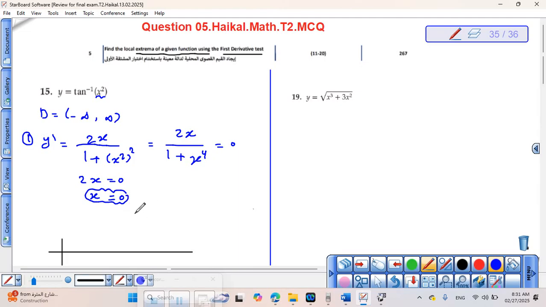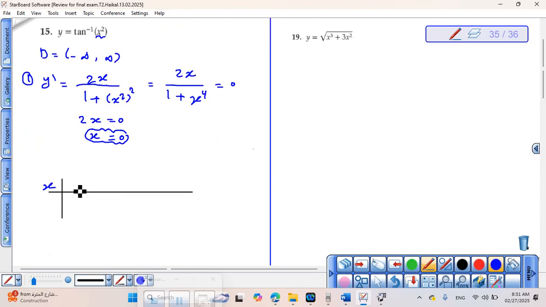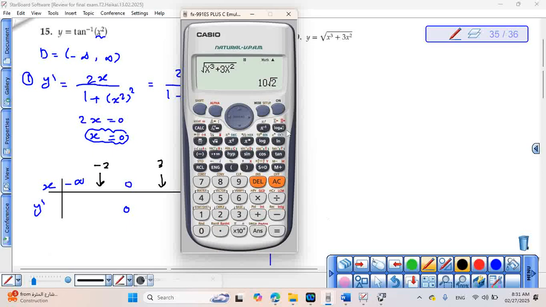Now, to study the sign of the first derivative, make a table as you see, x from negative infinity to positive infinity, then put 0. y prime equals 0 at 0. To check the sign, you can check a point between negative infinity and 0, like negative 2, and between 0 and positive infinity, any random point, maybe 3. Or use a calculator to check the sign.